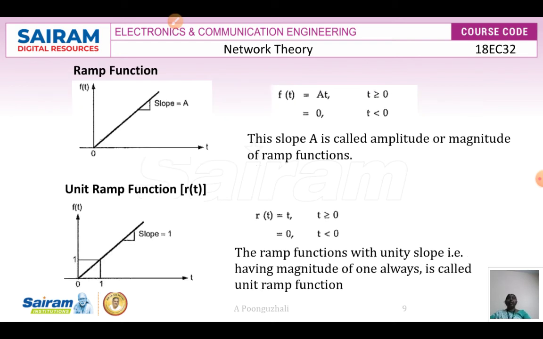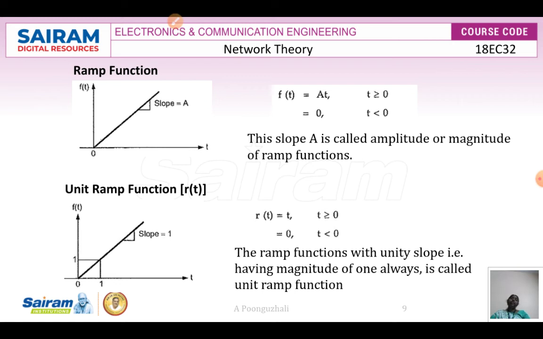Next is your ramp function. A ramp function is a straight line that has a slope. Wherever you have a ramp function, a slope line, when you perform the operation on that straight line, it will surely have a ramp, and with that slope, we will be writing the equation.